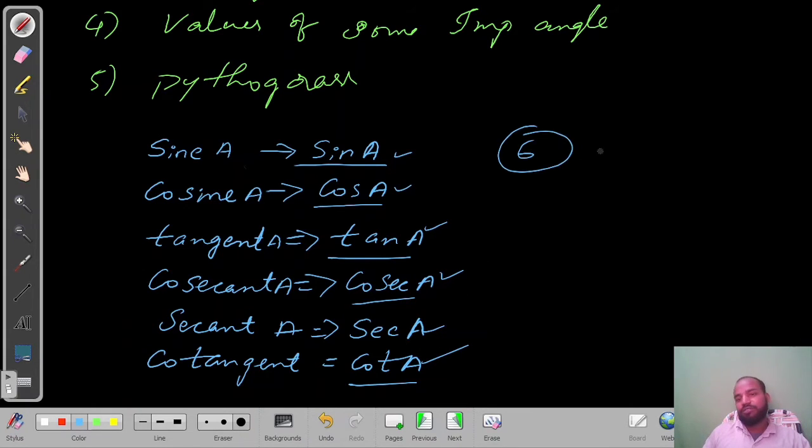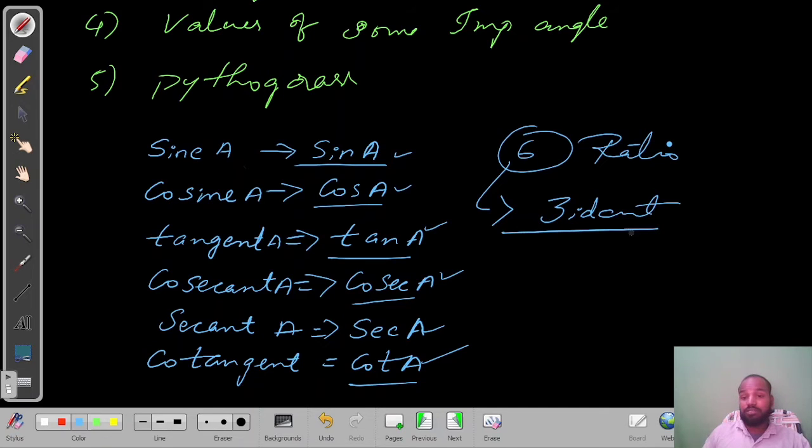These six ratios we use in trigonometry, and with the help of these six we form three identities. We will learn them in the upcoming classes. Those identities play a very key role in solving equations and problems.